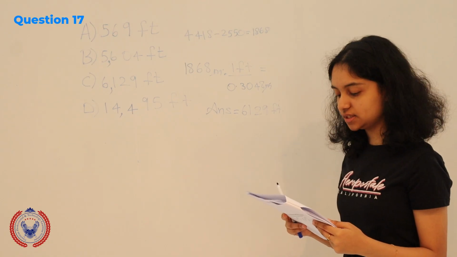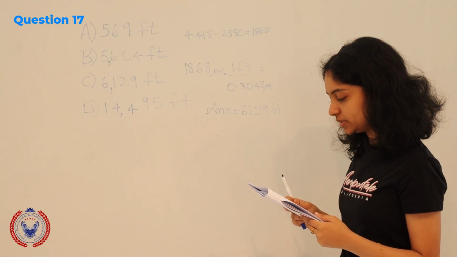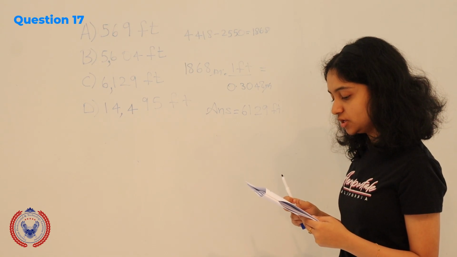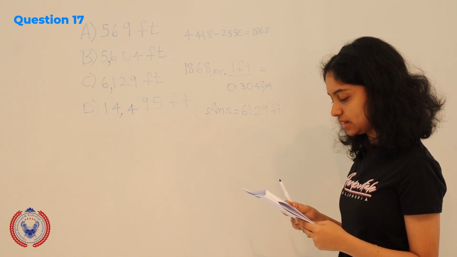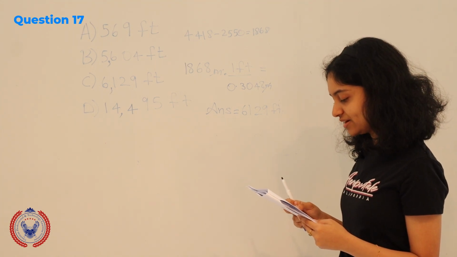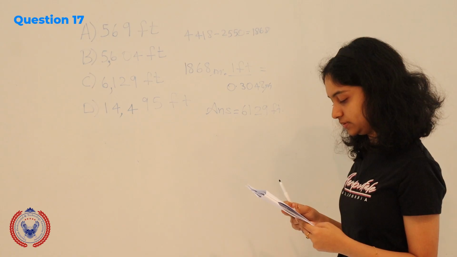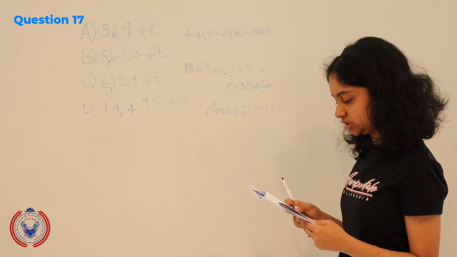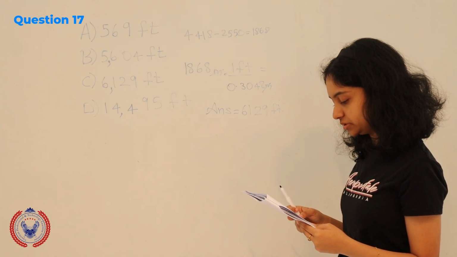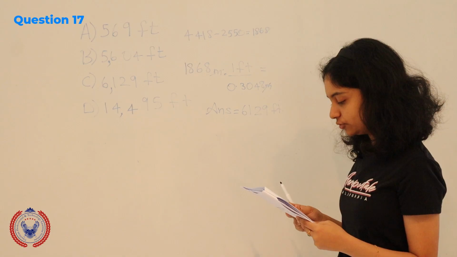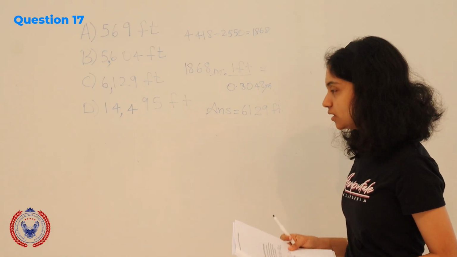Question 17. The elevation at the summit of Mount Whitney is 4,418 meters above sea level. Climbers begin at a trailhead that has an elevation of 2,550 meters above sea level. What is the change in elevation to the nearest foot between the trailhead and the summit? We are also given a conversion unit here which says 1 foot equals 0.3048 meters.